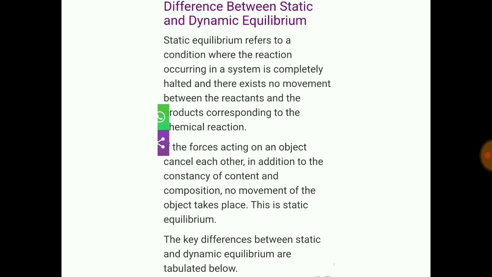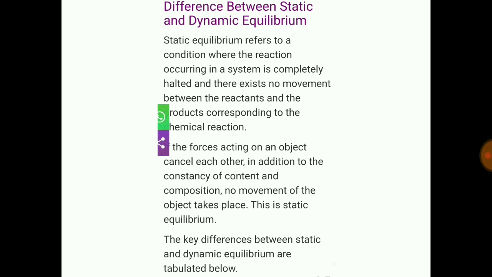We have already discussed this dynamic equilibrium. Here we will see the difference between static and dynamic equilibrium. Static equilibrium refers to a condition where the reaction occurring in a system is completely stopped. It is halted and there exists no movement of molecules between the reactants and the products. So we can say there is a complete stop of reaction. The reaction does not occur at all in this equilibrium. The movement does not take place.